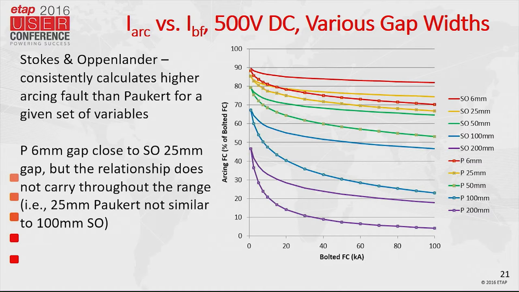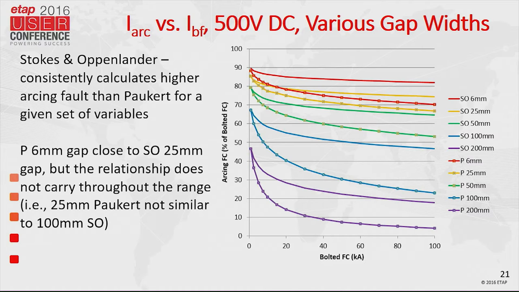With the small gap, we have arcing fault current that's pretty close to the bolted fault current level. What does that mean? Less power delivered to the arc itself. The other extreme, the big gap, more resistance entered into the circuit. We're down there at 10, 15, 20, 25% of bolted fault current. Again, we're going to be way down the graph when it comes to looking at power.